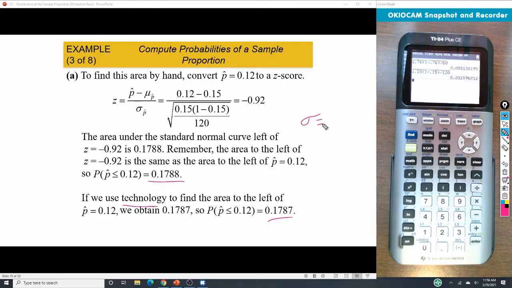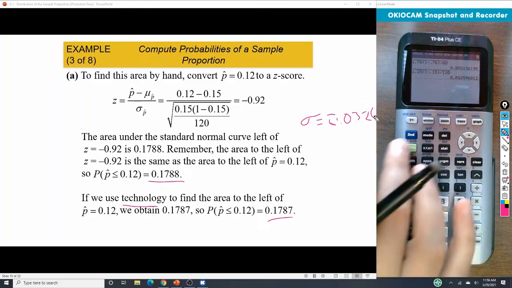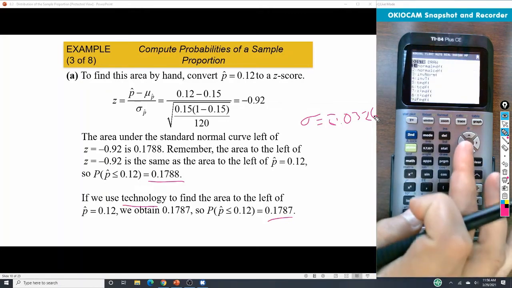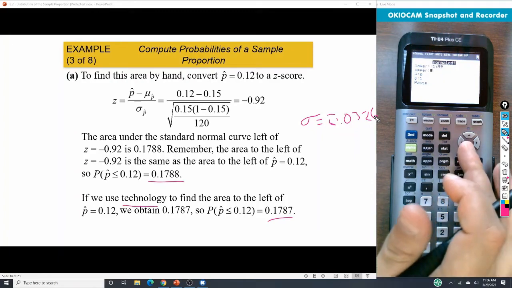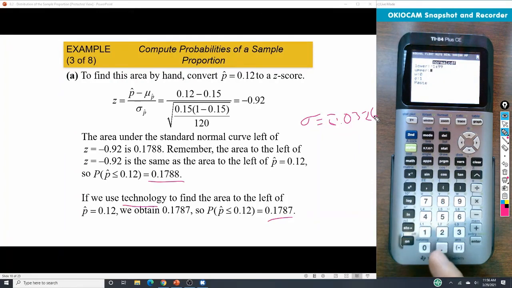I'm going to say my standard deviation here is 0.0326. I'm going to round to 4 decimal places. All right. So we're going to do our second VARs, normal CDF, because we're doing less than. Since it's less than, we have our -1E99. Our upper is going to be 0.12 because that's our p-value there. We can see that from those pieces. Now our mean we know is 0.15, right? We saw that earlier.